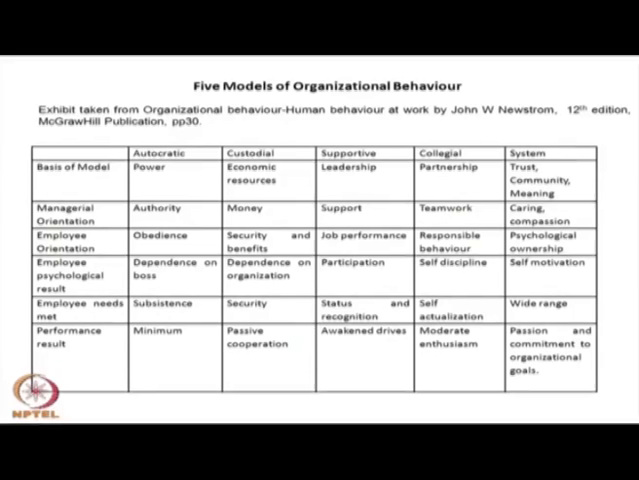When we are discussing the supportive model of the organization, the basis of that model is the leadership style, where the managerial orientation is support to the employees. Employee orientation is towards job performance. I have to perform in a better way. Psychological result is that I am able to participate in a group performance. The needs of the employees met through this are status and recognition. Because I am performing, I get recognition or a certain status in the group.